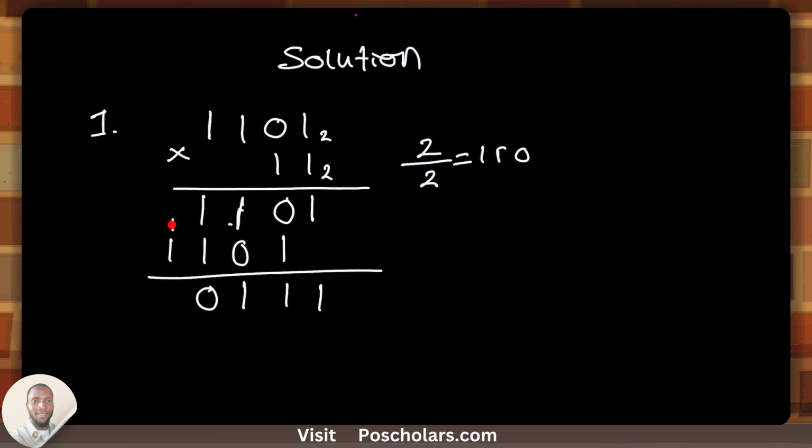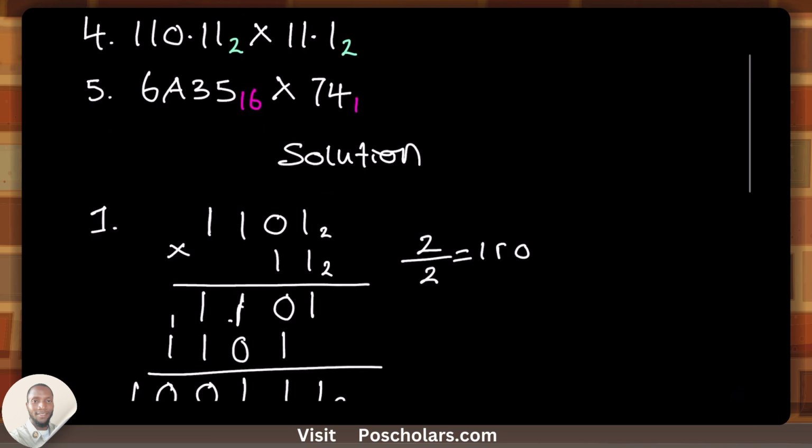Now you add up again. 1 plus 1 is still the same thing as 2. You also say 2 into 2 is 1 remainder 0. So you write the remainder first of all, 0, and there's nothing to carry here. So you just put the 1 close to it, 1. This is your final answer in base 2.